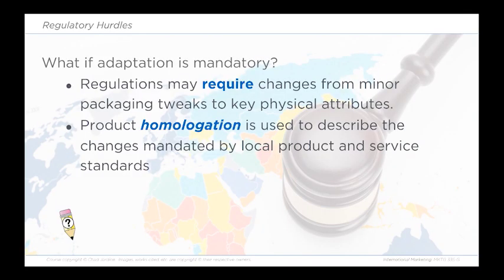Now, maybe you don't want to adapt, but you have a requirement to adapt. Government regulations might require changes, like the nutrition label thing that I mentioned. That could be a requirement. You've just got to do it if you want to sell. And the term is homologation. Homologation describes all of the changes you have to make for your product to meet local standards. Notice the little test question icon down there. This may appear on one of the tests.